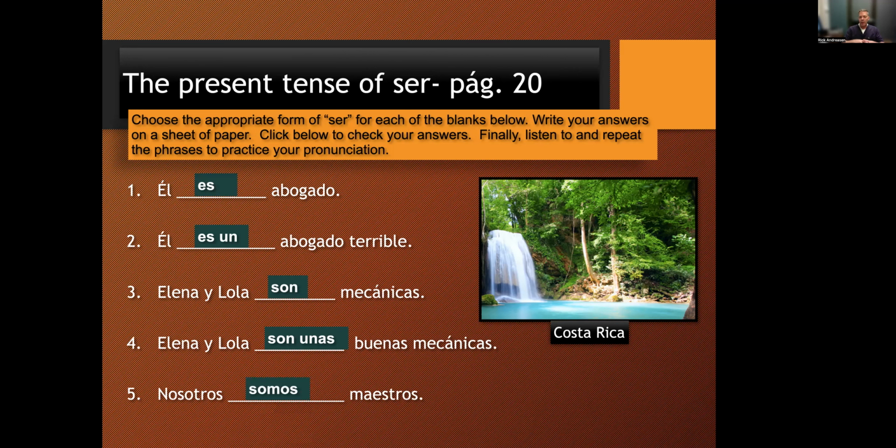Okay? Now we're going to go back. I want you to repeat them. Again, I'm trying to include all of your senses here. So please repeat after me. Él es abogado. Número 2. Él es un abogado terrible. Número 3. Elena y Lola son mecánicas. Número 4. Elena y Lola son unas buenas mecánicas. Muy bien. Número 5, nosotros somos maestros.